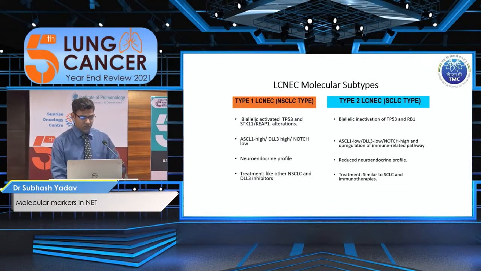So they have been divided into 2 groups. P53 is seen in both. In addition, one group will have ASCL1, DLL3 high or Notch low, and the other group will have the reverse of this.